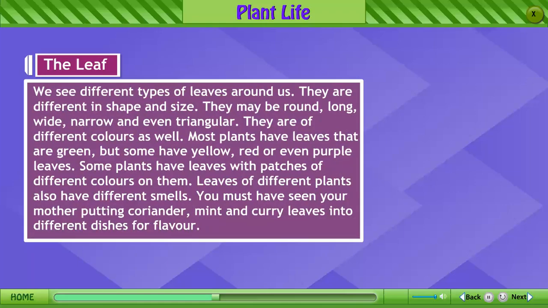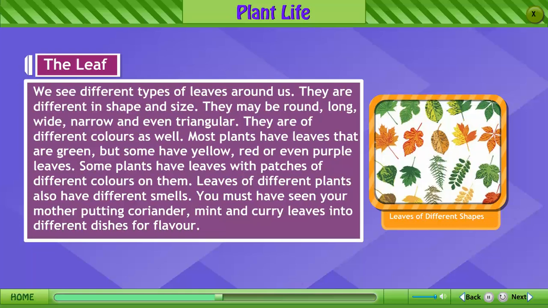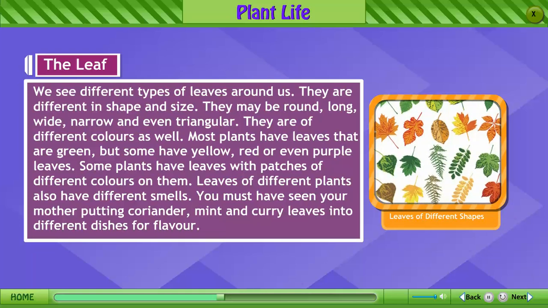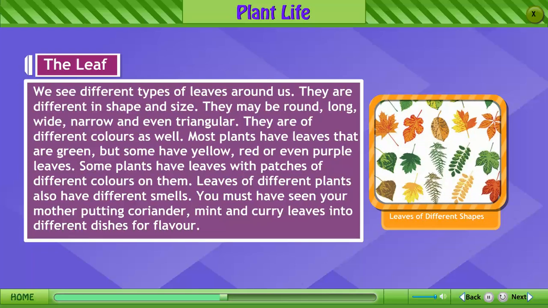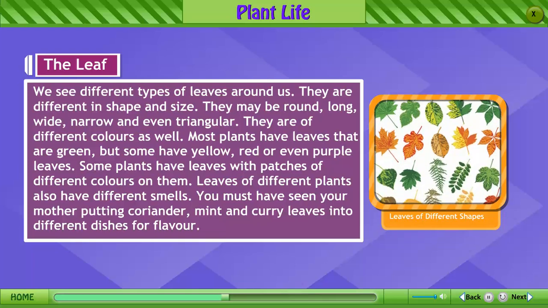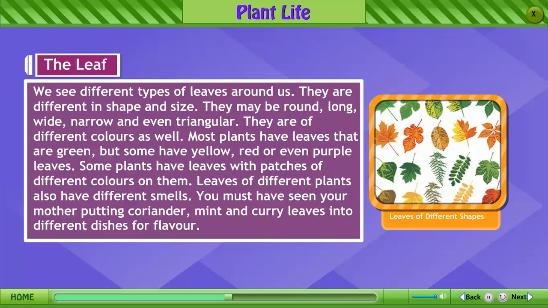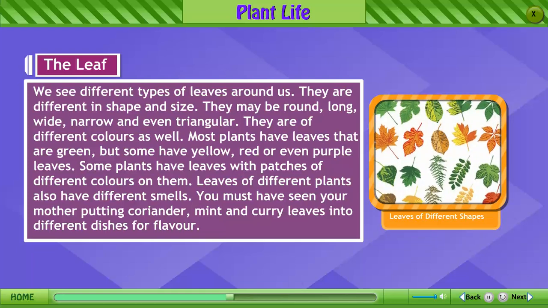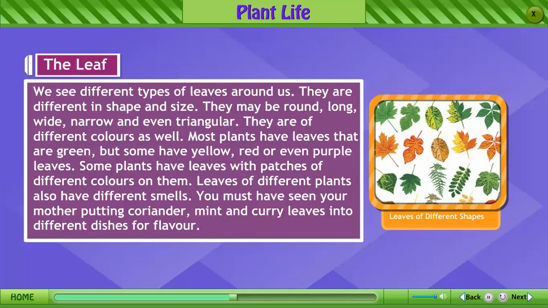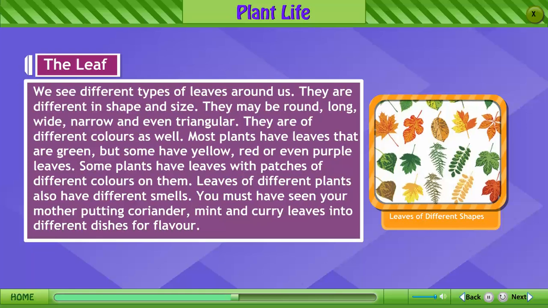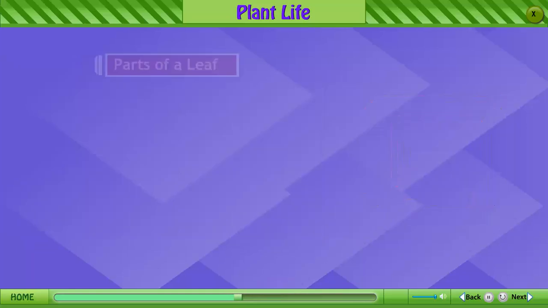The leaf. We see different types of leaves around us. They are different in shape and sizes. They may be round, long, wide, narrow and even triangular. They are of different colors as well. Most plants have leaves that are green, but some have yellow, red or even purple leaves. Some plants have leaves with patches of different colors on them. Leaves of different plants also have different smells. You must have seen your mother putting coriander, mint and curry leaves into different dishes for flavors.